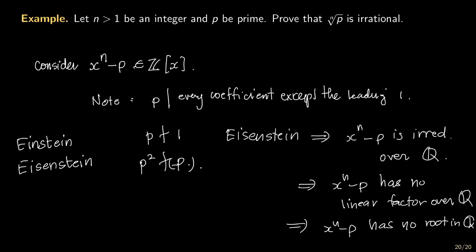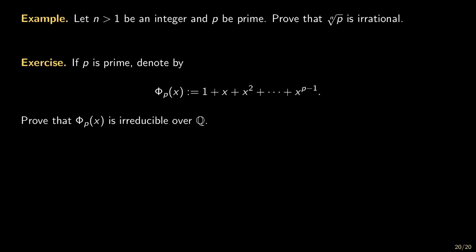Right? So, I have an exercise for you. It's actually in the lecture notes. I just want you to read or write it out if you wish. Later on, we will call this the p-th cyclotomic polynomial. The p-th cyclotomic polynomial is irreducible over Q.